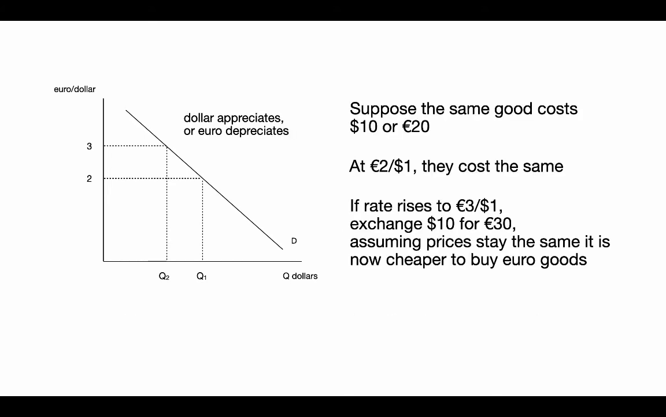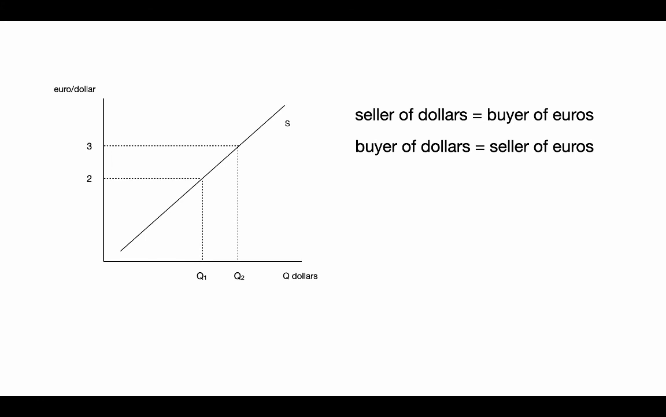So coming back to the supply side, it's really talking about the same thing, because if you're a seller of dollars, you're buying euros. If you're buying dollars, you're selling euros, because we're just exchanging between these two currencies. So when the dollar is more valuable, you're more likely to want to sell dollars. And if I'm selling dollars in the euro-dollar market, that means I'm buying euros.